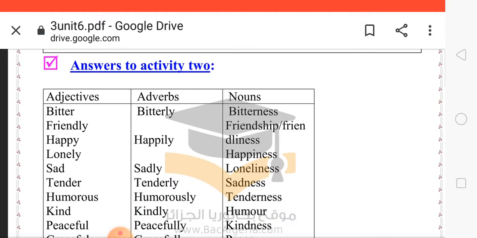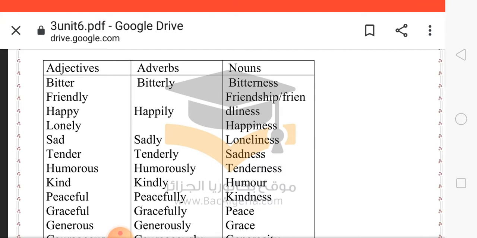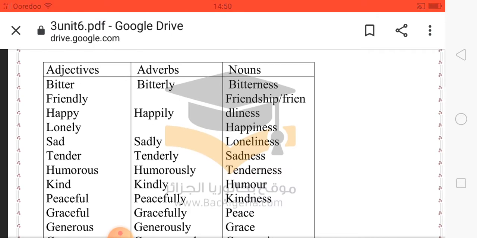Okay, answers to activity 2. We have here the first box, adjectives, then adverbs, then nouns, as you see, okay? The adjective bitter. When we turn it to an adverb, it becomes bitterly. But the noun is bitterness. Okay? Now, friendly. It has no adverb. The noun is friendship or friendliness.